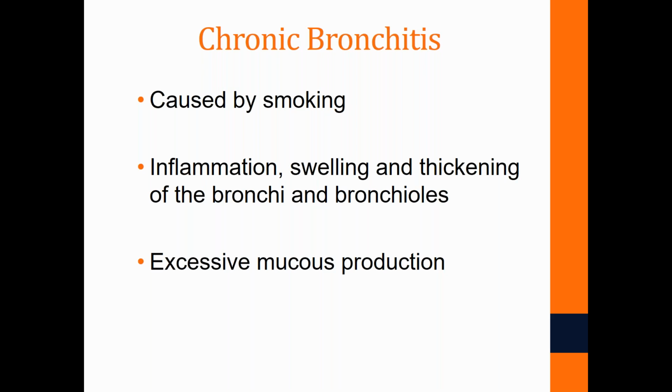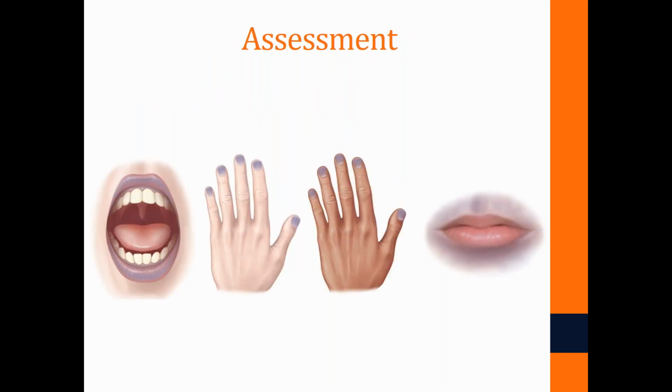Our chronic bronchitis patient differs from our emphysema patient in this right here. We've talked about cyanosis. We've gone over the bluing of the skin, and we have bluing of the skin on the gums and the lips and in the nail beds.